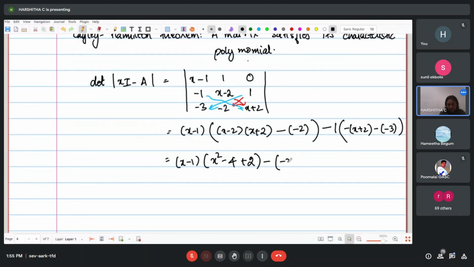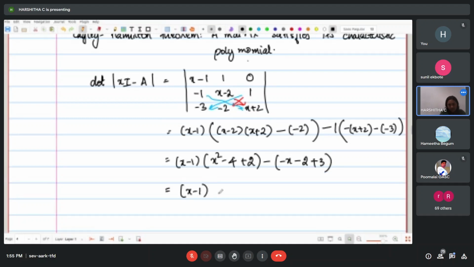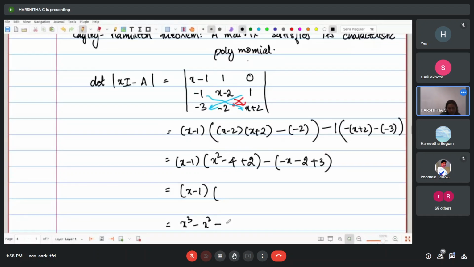minus x. And x cube minus x square minus x plus 1. The final value is x cube minus x square minus x plus 1. That will be the answer. You can just finish it. Minus 2. So you can compute it, it will turn out to be this.